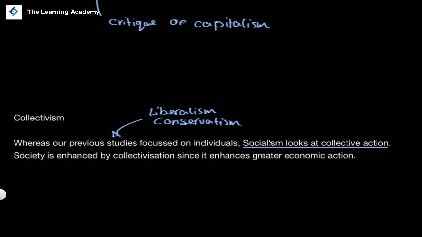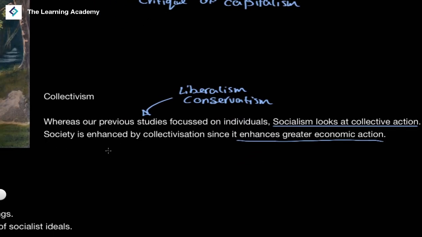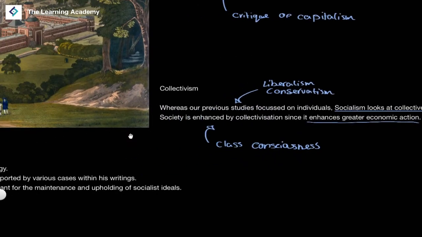Socialism looks at collective action, because society, according to a socialist, is enhanced by collectivization, since there is a greater enhancement of economic action. And this ties into the concept of class consciousness, since workers, for example, or the proletariat, will be in a perpetual state of alienation from the fruits of their labor, and this situation causes an understanding of their position, of their predicament. And this class consciousness is a collective one. You do not have a class consciousness on an individual basis, but on a general class basis, amongst a greater group, and that is a collectivist understanding.